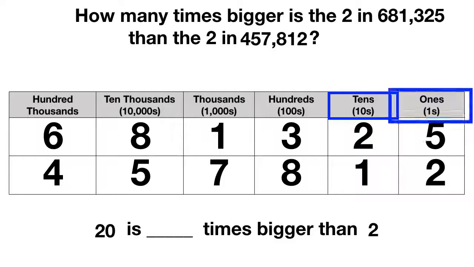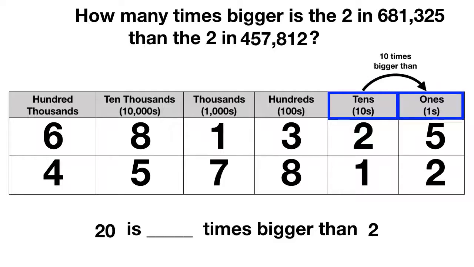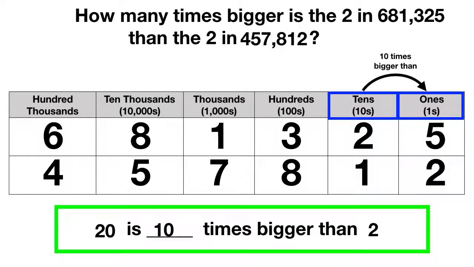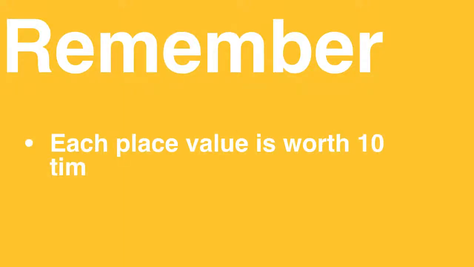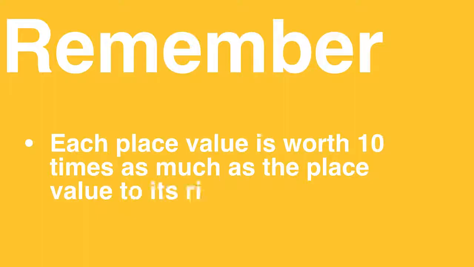Tens are right next to ones, and in a place value chart, each place value is 10 times bigger than the place value to its right. So 20 is 10 times bigger than 2. So from today, remember, each place value is worth 10 times as much as the place value to its right.